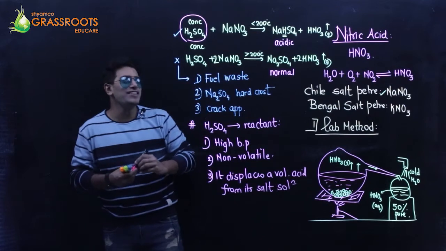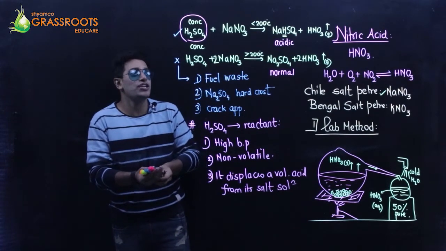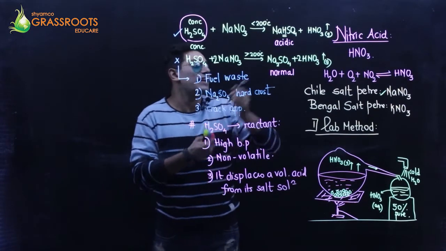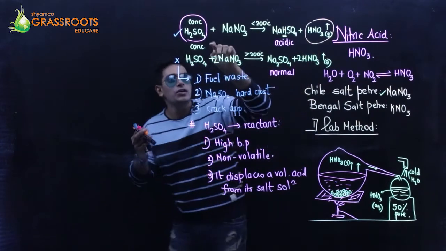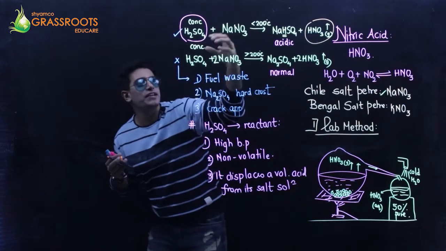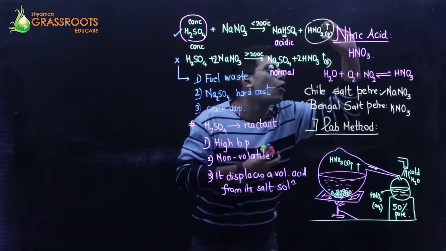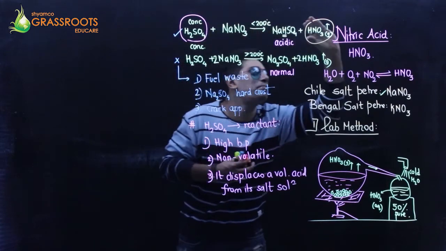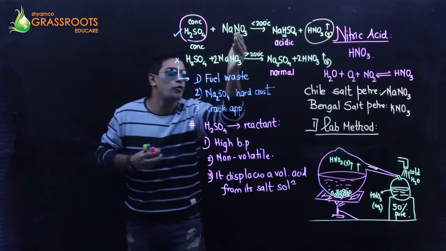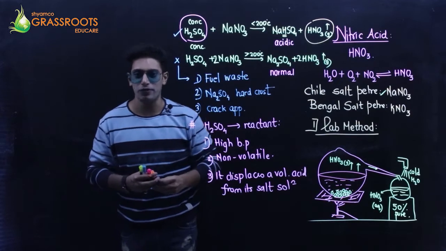That means in this reaction, can I say this is a volatile acid? Concentrated sulfuric acid displaced a volatile acid from the salt, displaced the volatile acid from the salt. So it is capable of doing that.